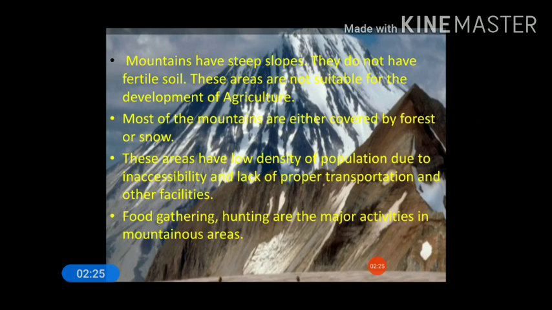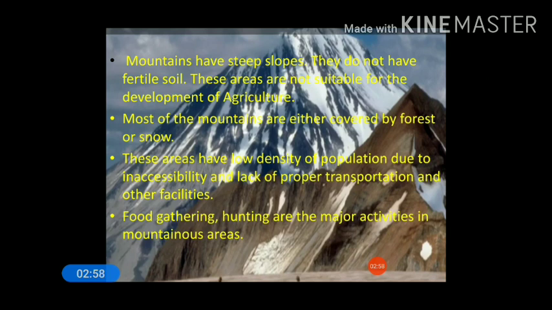The reason behind this is inaccessibility, meaning the place is not accessible, you cannot reach that particular region in a very short period of time. As well, there is the harsh climatic condition and poor road networks. All these elements make mountainous areas more inaccessible.